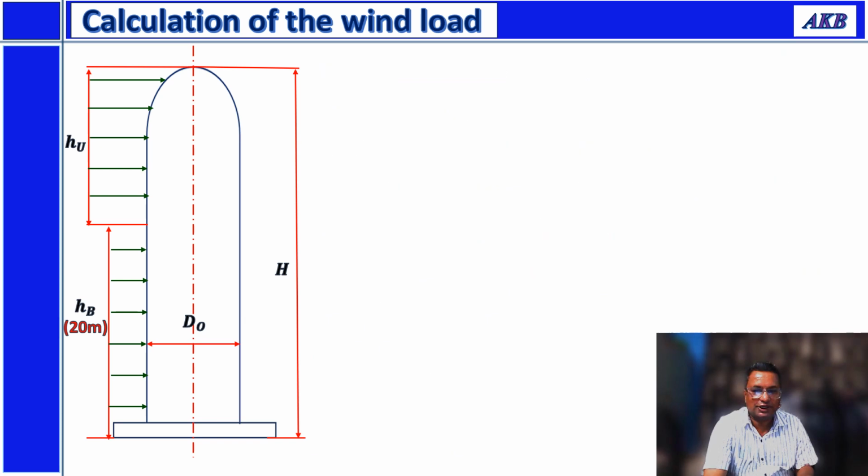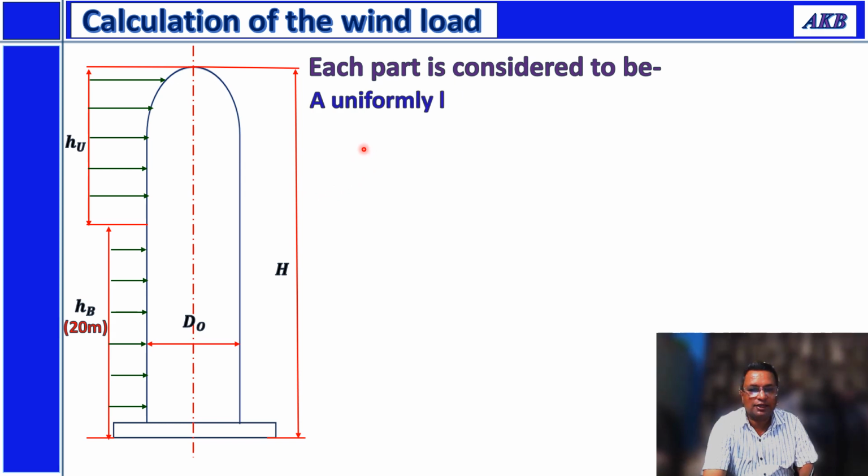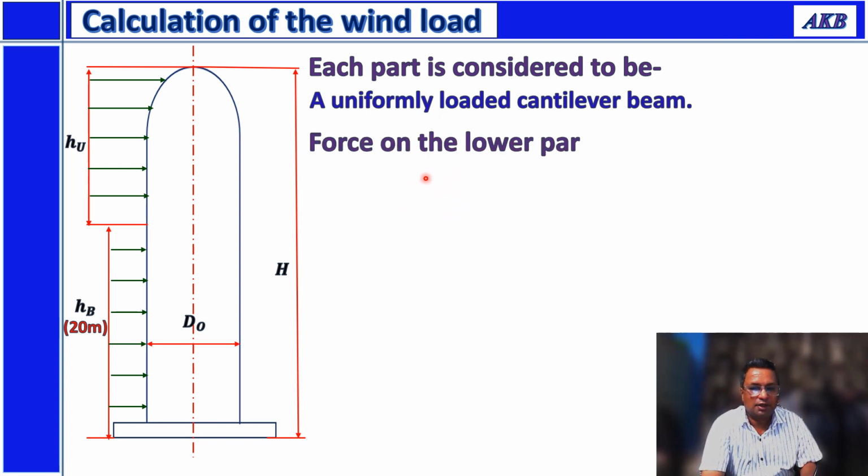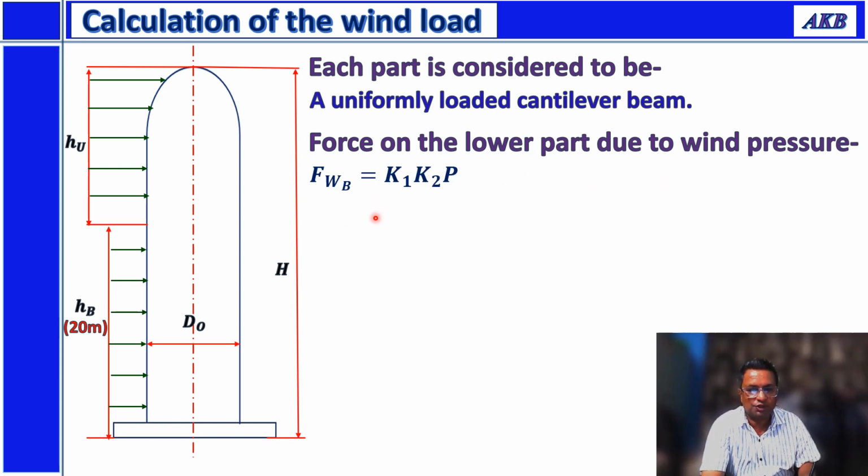Okay. So now let us continue with this discussion. Now each part is considered to be a uniformly loaded cantilever beam. If you look at the bottom part, you can see the wind load is uniformly acting on the column. So this part can be considered as a uniformly loaded cantilever beam. Same is the case for the upper part. Upper part is also considered as a uniformly loaded cantilever beam. Now force on the lower part due to wind pressure will be given by this equation.